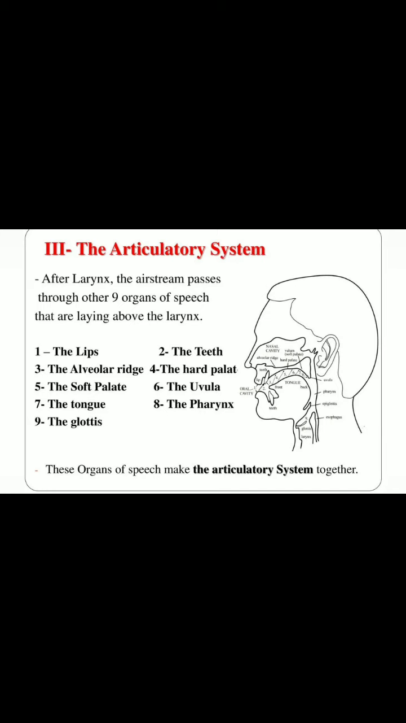In producing T, D, N, S, the tip and blade of the tongue move from their position to the alveolar ridge. So, the tip and blade of the tongue are active articulators and the alveolar ridge is the passive one. The active articulators are mostly located in the lower jaw and the passive articulators are mostly in the upper jaw.